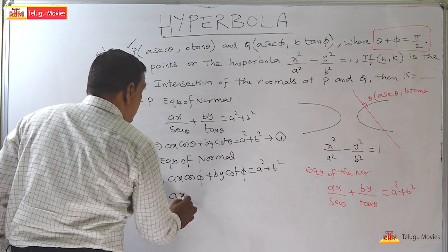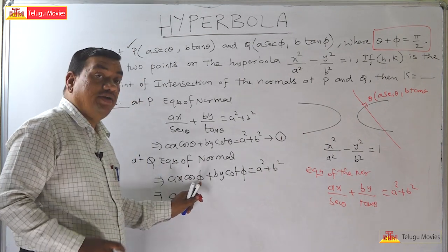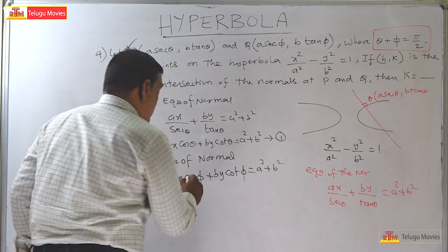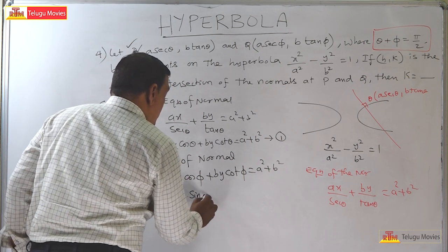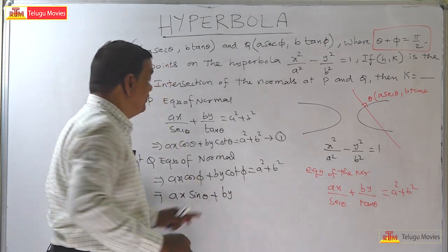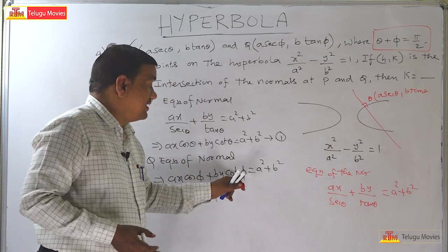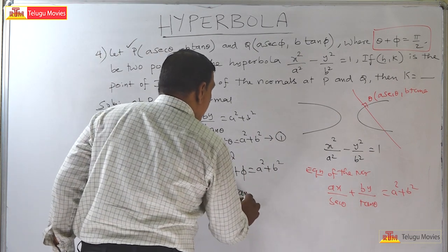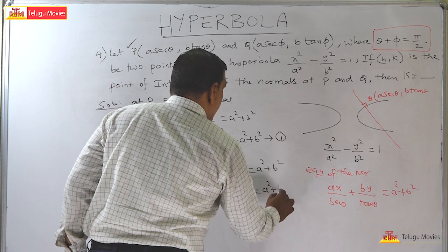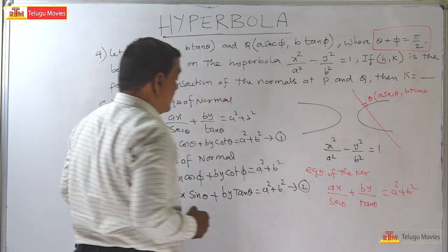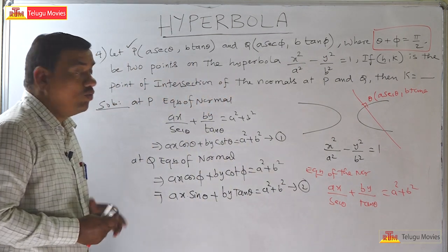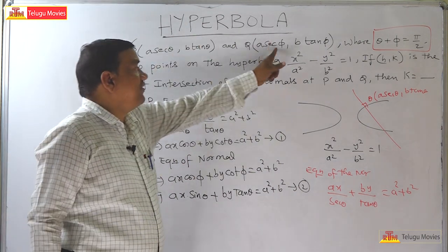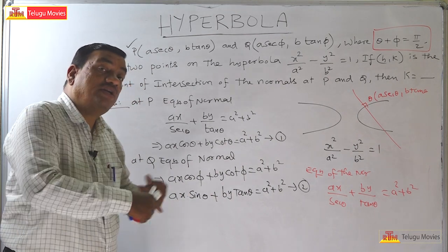Therefore, in place of phi, if we substitute pi by 2 minus theta, cos of 90 minus theta is equal to sin theta. By into, in place of cot phi, substitute pi by 2 minus theta, this is equal to tan theta. So this is equal to a square plus b square. Call it as second equation. So on the whole we got the equations of two normals at theta and phi, but of course we converted that in terms of theta.